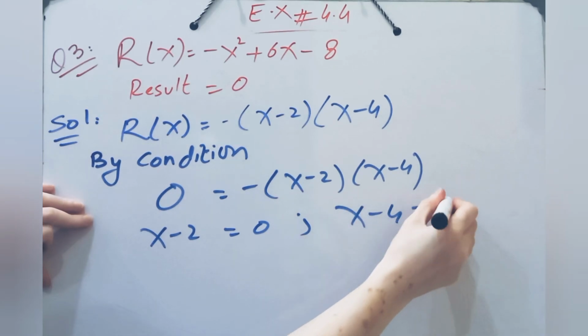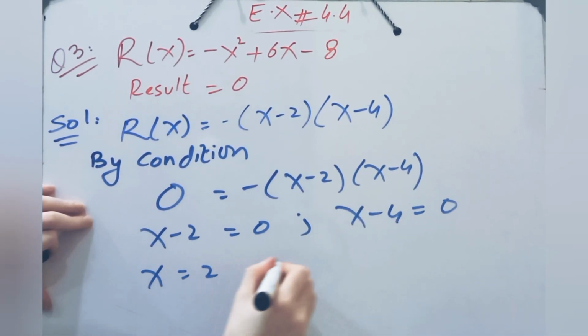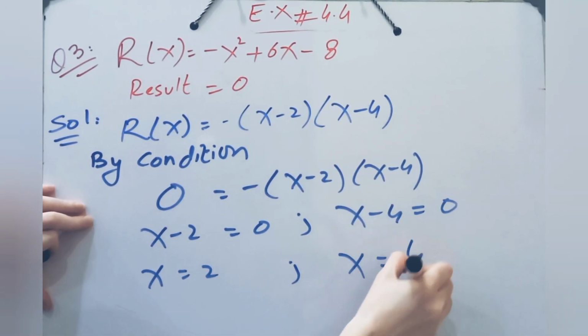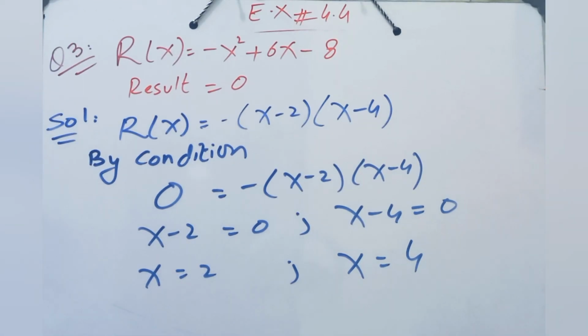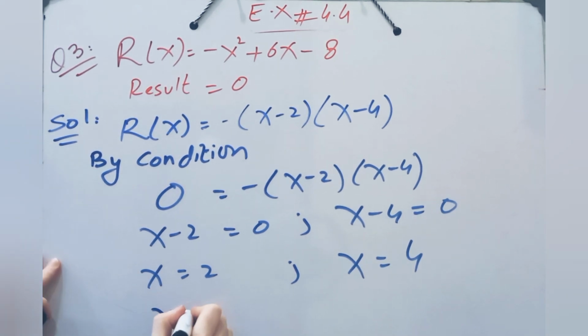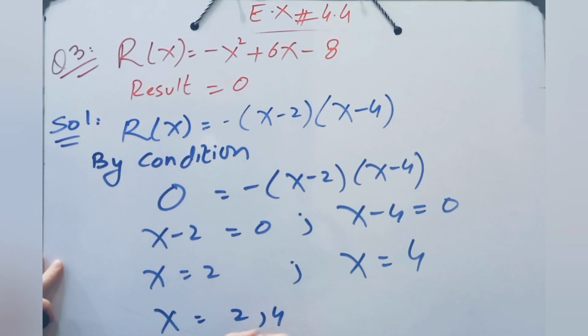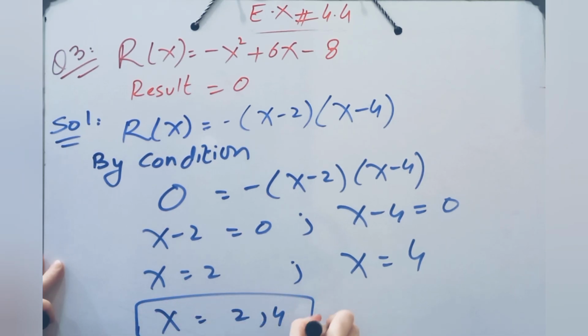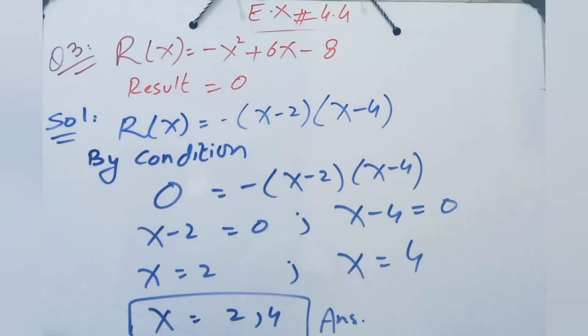x minus 4 is also equal to 0. We get x is equal to 2 and x is equal to 4. This is the answer of this question, and we can write here as answer 2 and 4. This is the answer of this question. Similarly, the other two questions are very simple and very important.